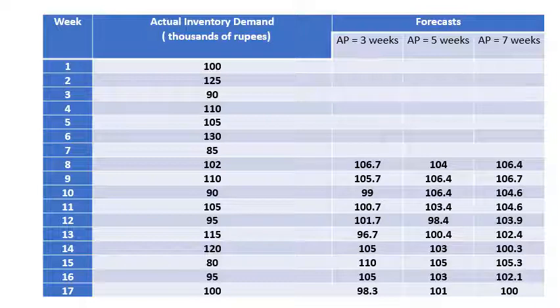Now what is asked is forecast for the 18th week, right? For the 18th week, a 3-week moving average will be: add these 3, 80 plus 95 plus 100, divided by 3, will give you the forecast for the 18th week. Correct?